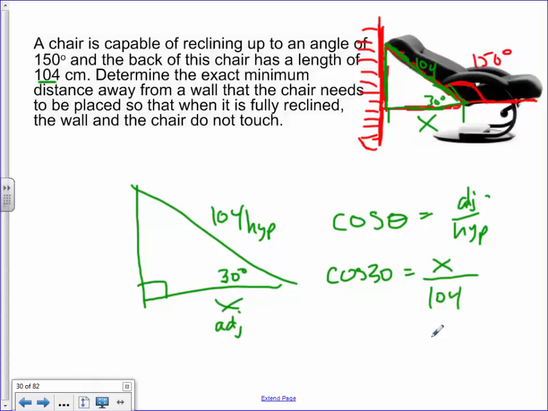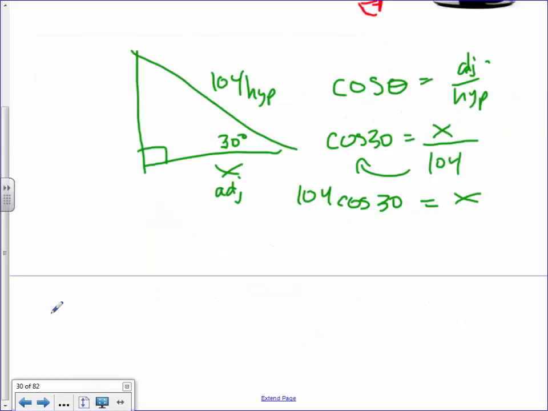How do you get x by itself algebraically? Times it up. Yeah, times it up. So do 104 times the cosine of 30. Okay, I think from what I'm looking at you guys out here, up to this step, this is okay-ish. It's the next step that I'm losing you on.